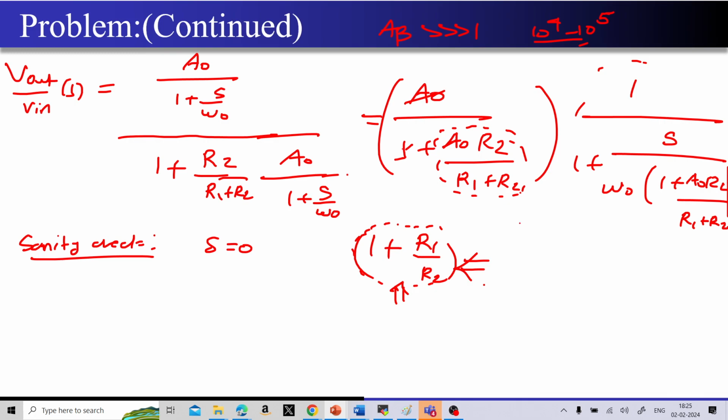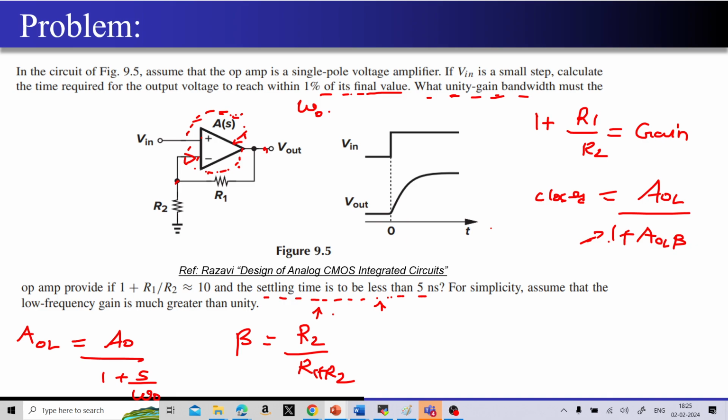Okay, so I will just explain this slide again. Now what we have done is, the closed loop gain is basically nothing but the open loop gain divided by 1 plus loop gain, right? 1 plus loop gain is nothing but 1 plus A into beta, correct? Now our open loop gain is nothing but the DC gain upon this particular factor which rolls off the gain of the op amp in the open loop, right? And the beta is nothing but the feedback factor that we have, R2 by R1 plus R2.